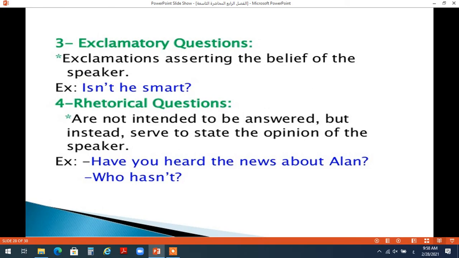Who hasn't? It means everyone has heard the news about Ellen. So in order to create a stronger effect than just a direct answer of yes or no, I want to create some stronger effect by using a rhetorical question. I used the rhetorical question to create a much stronger effect than a simple short direct answer. This is the reason behind using rhetorical questions.